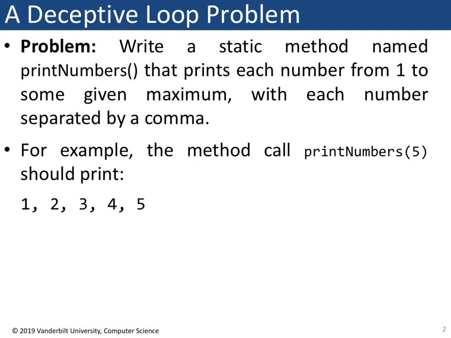So a simple problem that exemplifies this would be trying to write down all the numbers up to some number. So let's say we write a method. We'll write a static method that prints out every number from 1 up to some number that we have passed it as a parameter as the maximum. So if we give it 5, it would print out 1, 2, 3, 4, 5, and each number we want to be separated by a comma when it prints out on the screen.